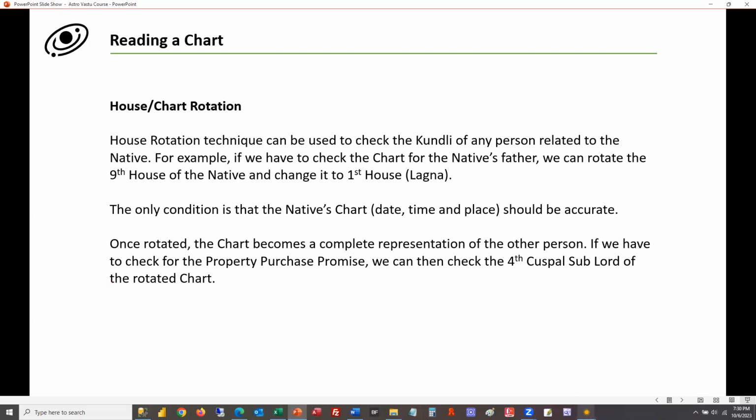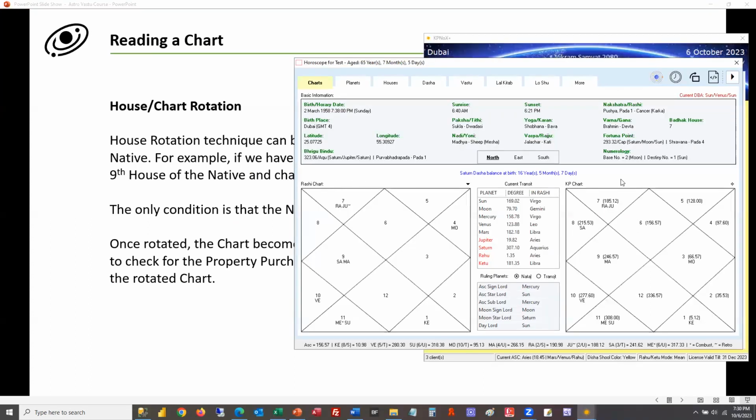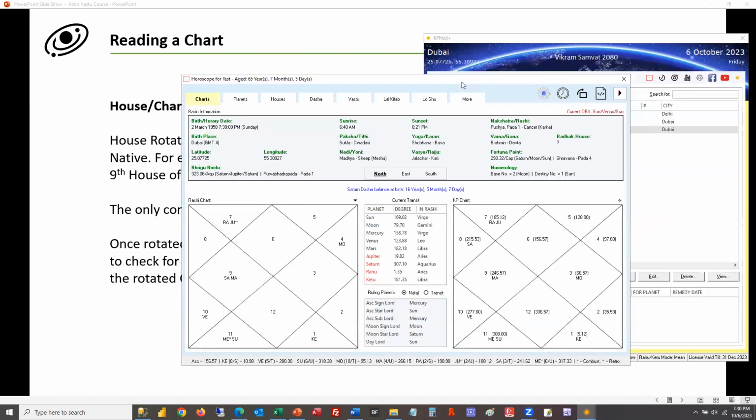So chart rotation, or house rotation, simply means this: let's assume this is the native who has come to me, and he or she does not have the son's chart, and wants to find out about the son's profession. Something is not going right. I want to find out, but I don't have my son's chart with me right now. But I can give you my birth details.